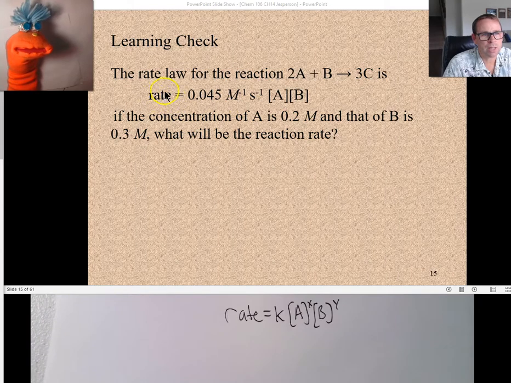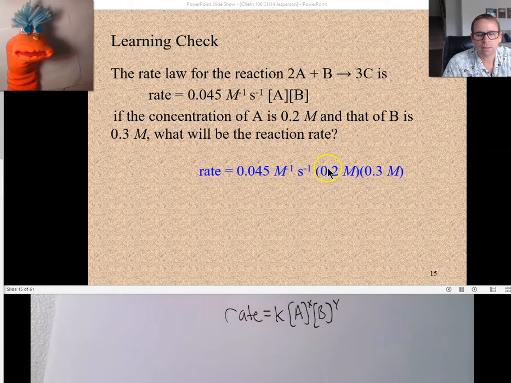All right, so this is an example of a rate law, and the one that they tell us for this reaction is the rate is 0.045, that's our k, times the concentration of A times the concentration of B. If the concentration of A is 0.2 and the concentration of B is 0.3, we can identify what the rate of the reaction will be, right? We throw in here 0.2, we throw in here 0.3, multiply that by 0.045, and that will tell us the rate of the reaction. And again, the units for the rate are always going to be in molar per second.